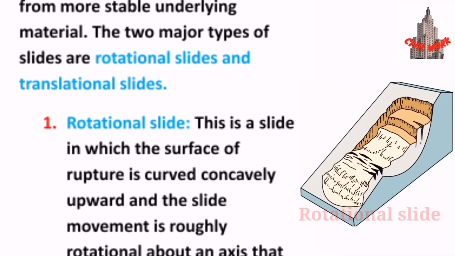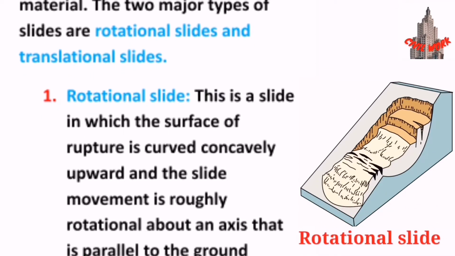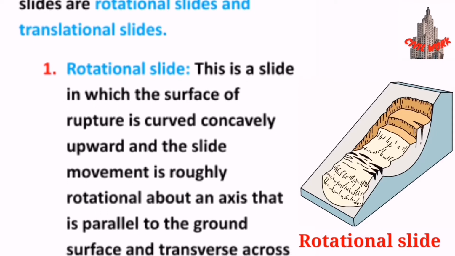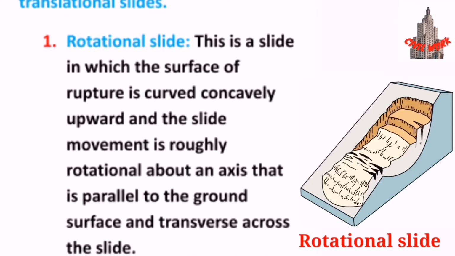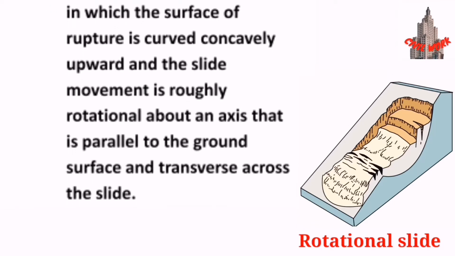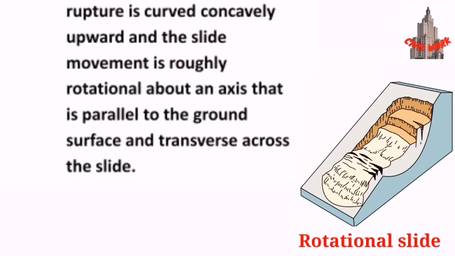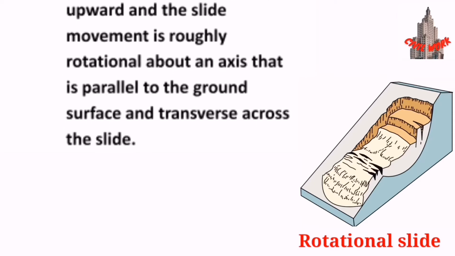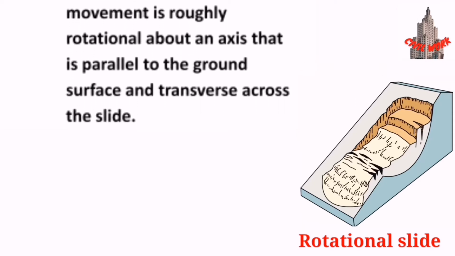1. Rotational slide. This is a slide in which the surface of rupture is curved concavely upward and the slide movement is roughly rotational about an axis that is parallel to the ground surface and transverse across the slide.